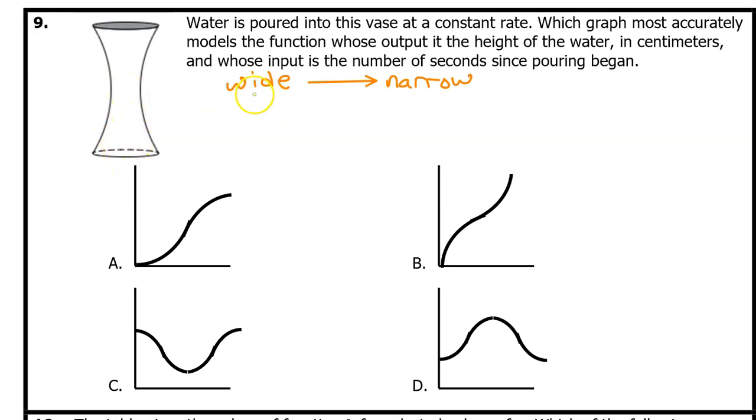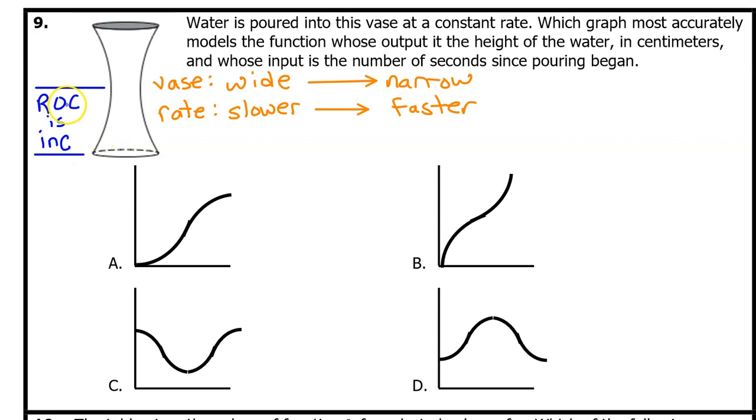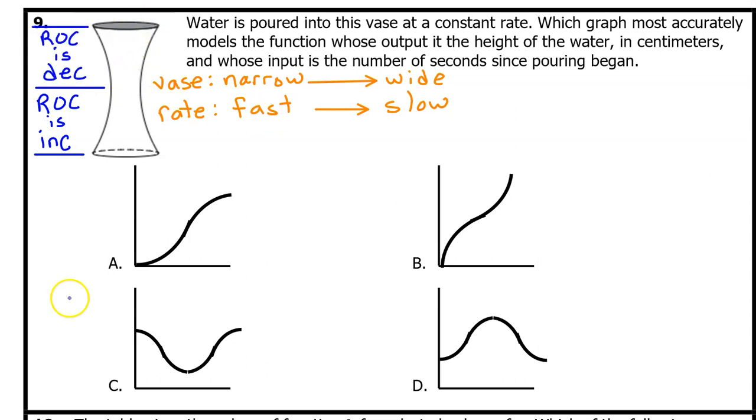So as the vase goes from wide to narrow, the rate at which the water is rising is going to go from slower to faster, since the rate that the water rises will be faster in a narrow part of the vase. In other words, the rate of change is increasing for this interval of the function. During the second interval, the vase goes from narrow to wide, so the rate at which the water is rising will go from faster to slower. In other words, for the second interval, the rate of change of the function is decreasing.